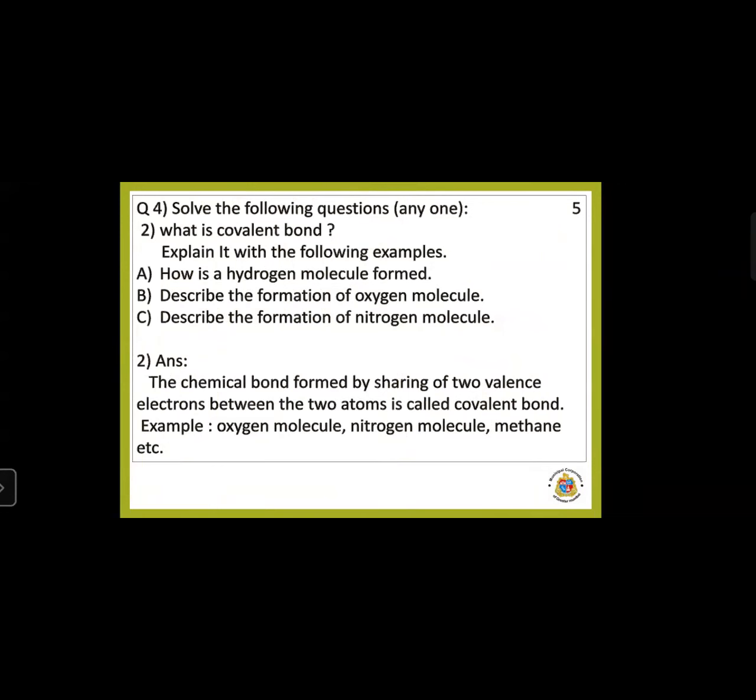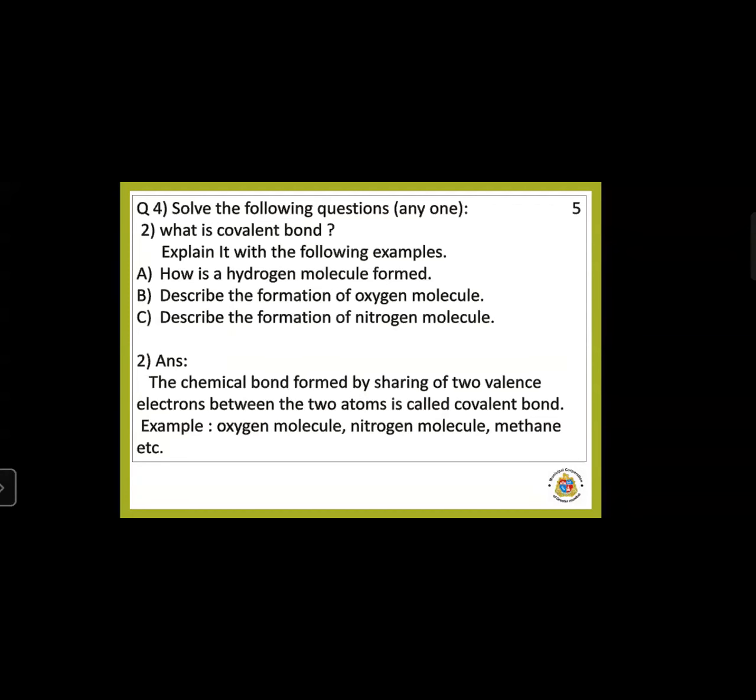First answer: what is meant by the covalent bond? A covalent bond is nothing but the sharing of electrons. The definition: the chemical bond formed by the sharing of two valence electrons between two atoms is called a covalent bond. Examples are the oxygen molecule, nitrogen, and methane. These are the examples of covalent bonding.